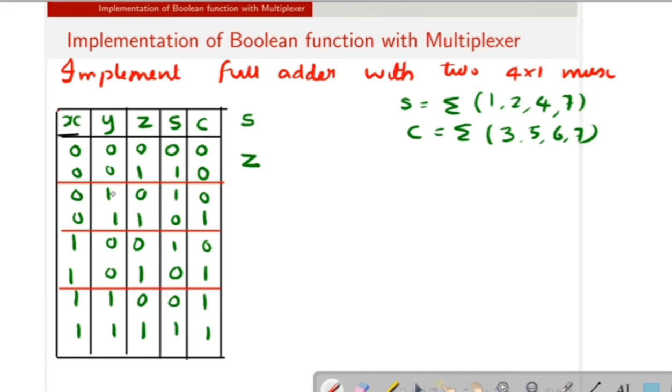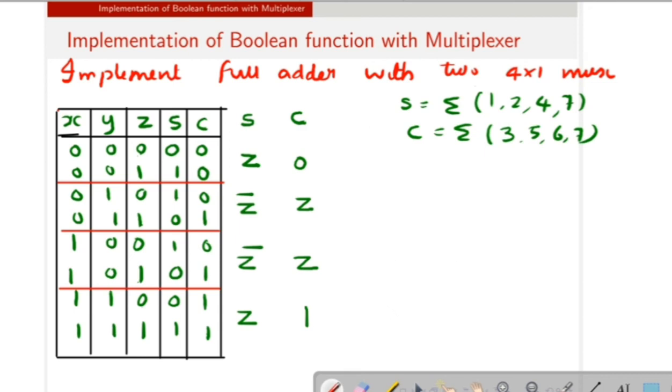Right. Then X and Y is equal to 0 1: Z is equal to 0, S is equal to 1; Z is equal to 1, S is equal to 0. That means S is Z bar. Right. Then here also S is Z bar, and here it is same as Z. Then for carry, when XY is 0 0, carry is always 0, so it does not depend on Z. Then when XY is equal to 0 1, carry is same as Z. Then XY is equal to 1 0, carry is same as Z. Then XY is 1 1, carry is always 1.